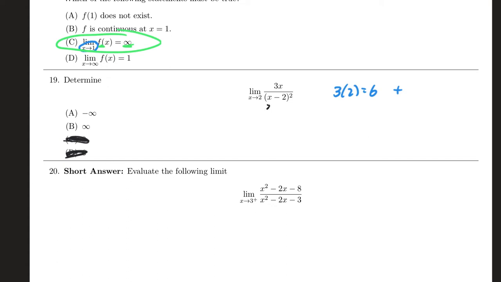On the bottom, I'm squaring whatever I get. And whenever you square anything, you also get a positive number. So the top's positive and the bottom's positive. My answer has to be positive infinity, B.